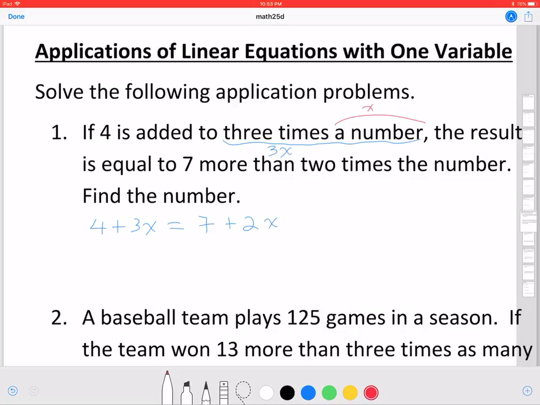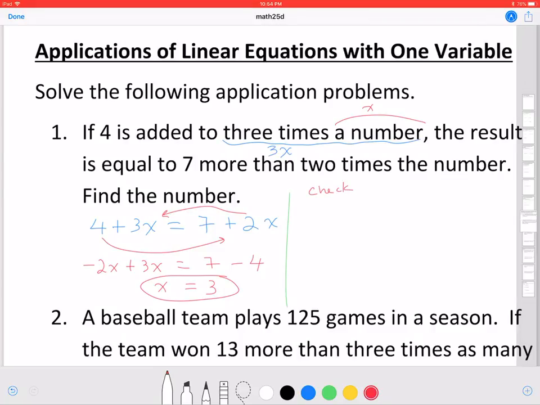Okay, so we've seen this type of equation before. I'm going to move the 2x over, and 4 over, so I'll have negative 2x plus 3x is equal to 7 minus 4. And that should give us a nice x is equal to 3. All right, and let's just do a quick check.